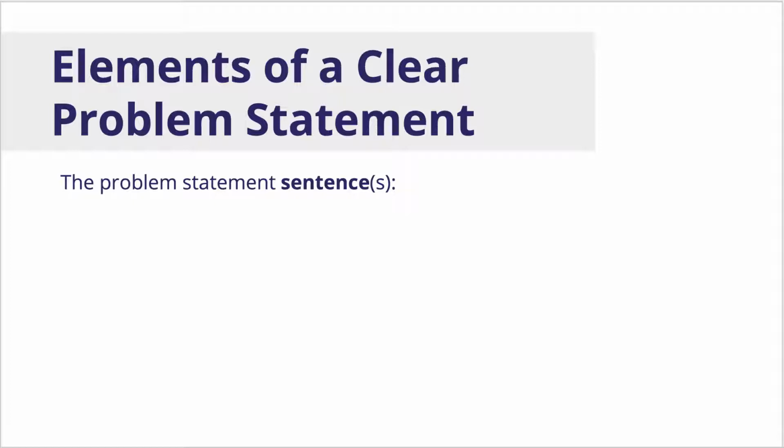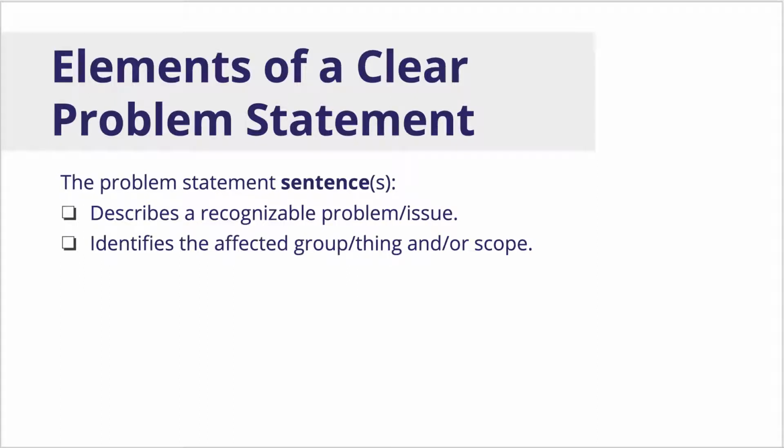So using the term problem statement to refer to the sentence that lays out very succinctly, very concisely, the problem you're focusing on, well, we want to make sure first that there's a recognizable problem or issue. Second, that it's clear who this is or what this is affecting. It should also be clear that this is something that is significant, something that is important.